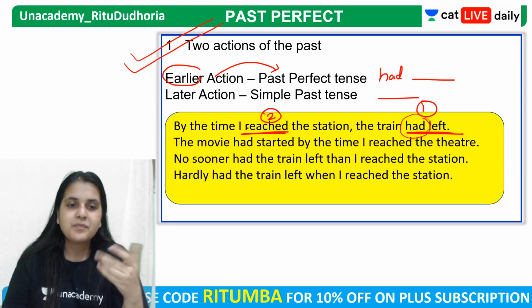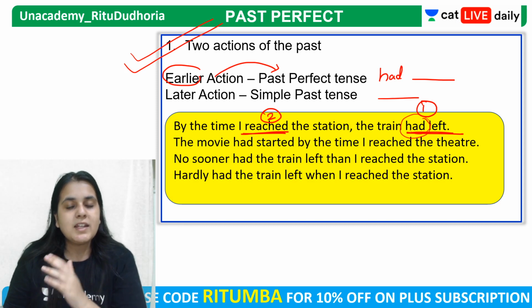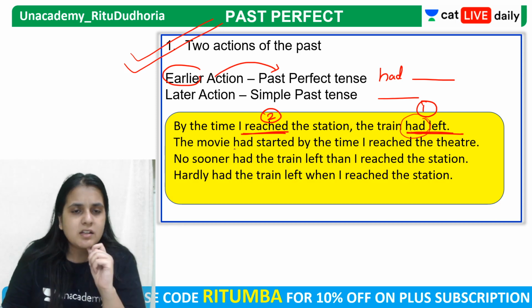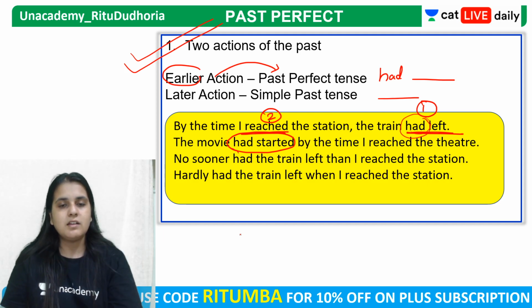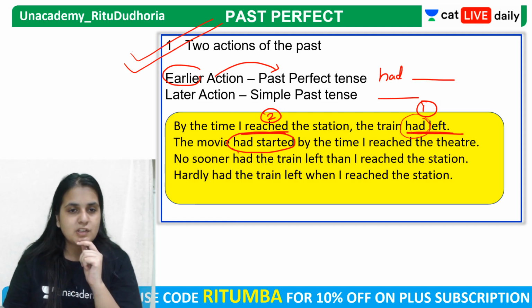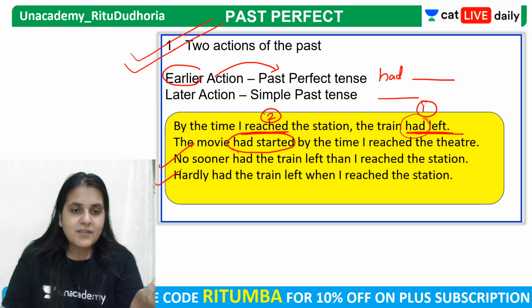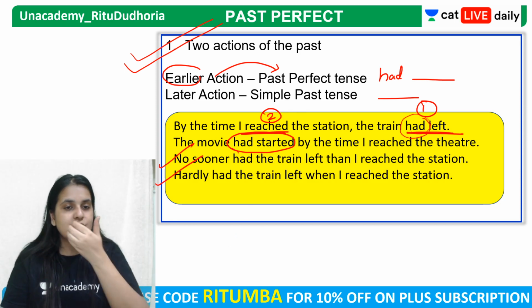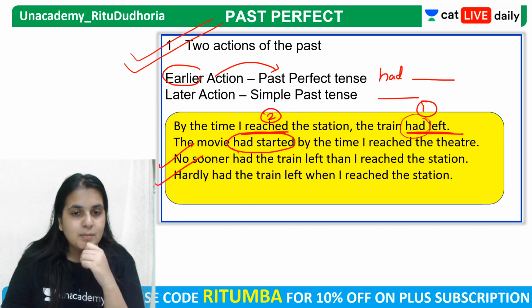Simple past tense. The movie had started by the time I reached the theatre. Movie had already started. Earlier action, past perfect tense. The movie had started by the time I reached the station. These two sentences are very important, guys. You can connect these actions using no sooner also. But remember, guys, हमेशा no sooner के साथ than आता है.